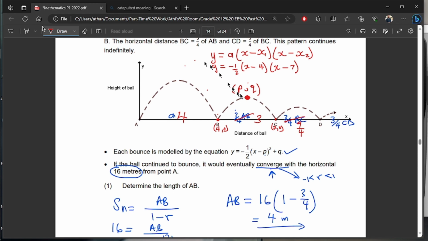Guys, this is a tricky one, honestly. I'm not finding any solutions here. Each bounce is modeled by the equation. Guys, this is a tricky one. I'd be lying if I said I saw it.